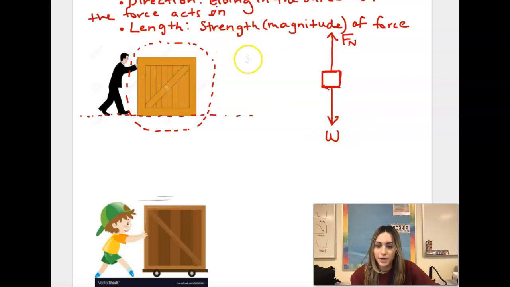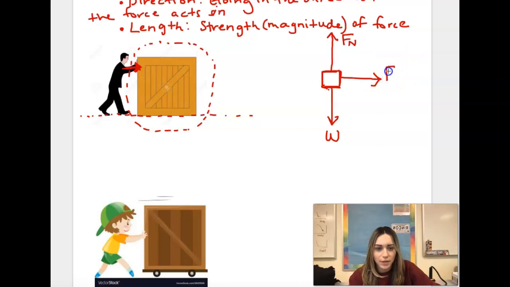What other forces do we have acting here? Well, we know that the man is pushing on the box, so he is applying a force. He's pushing in the rightward direction, so in order to show that applied force, I need to show an arrow working in the rightward direction.